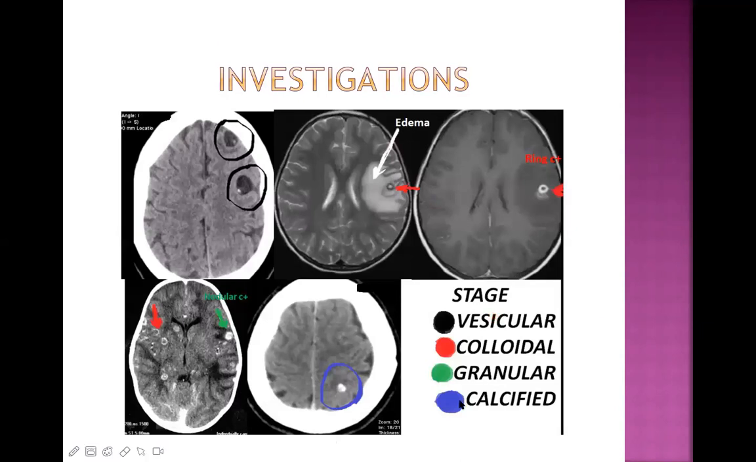So another one, see there, according to the different stages, different radiographic evaluation is done. This is the vesicular stage, still the active form. Now, this is how the edema looks, and there is a lesion right at the center. This is called a colloidal lesion. This is also known as a ring enhancing lesion, very, very important term. This is granular as well as colloidal. The red arrow is colloidal. The green arrow is granular, which is nicely written here, and this is calcified. So these are the different stages of the parasite inside the brain.